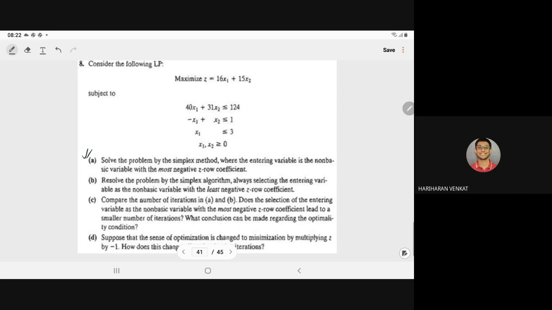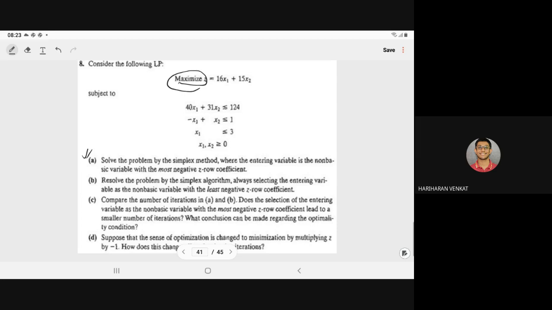If it is a maximization problem, then we always take the entering variable whose z coefficient is the most negative. That is the rule. Now they are saying to resolve the problem by the simplex algorithm, always selecting the entering variable as the non-basic variable with the least negative z row coefficient. Instead of taking the most negative, you now take the least negative as the entering variable.